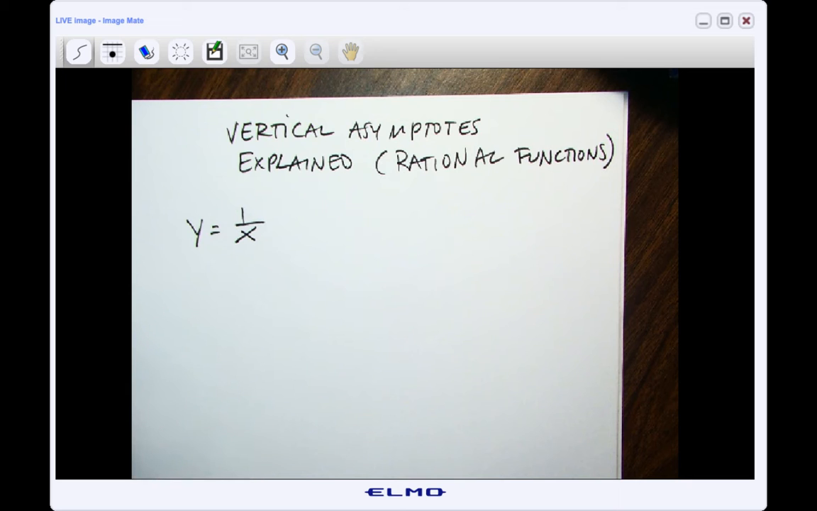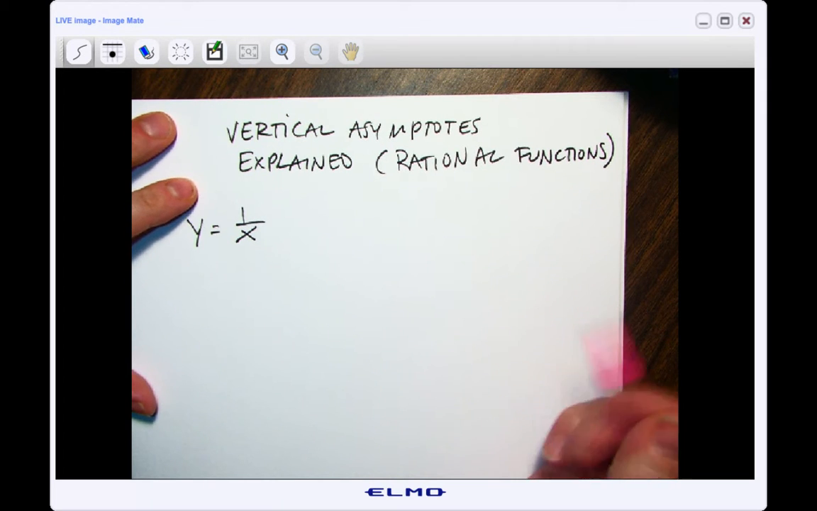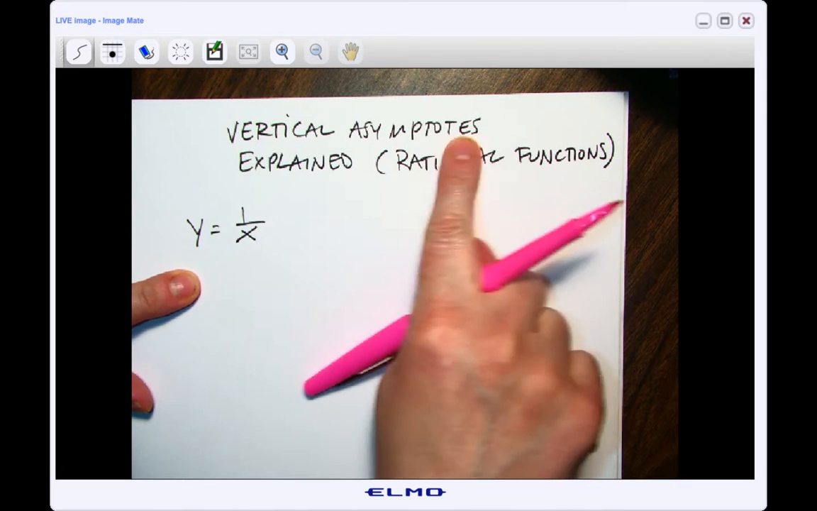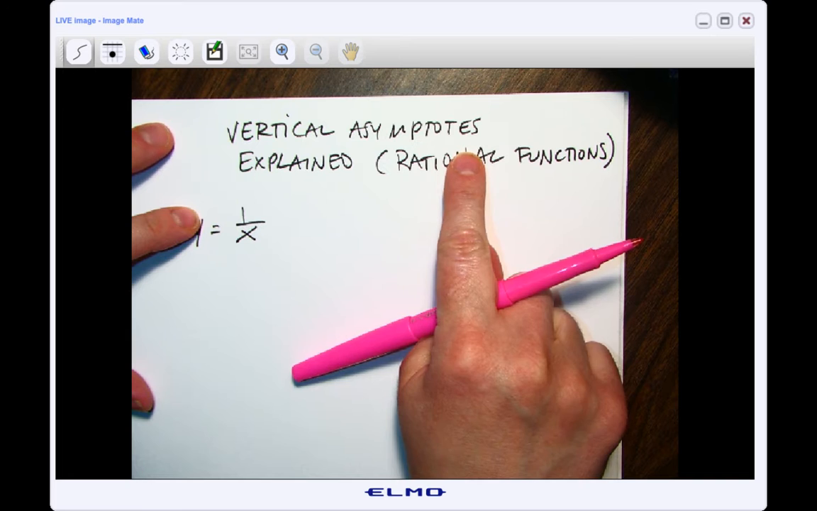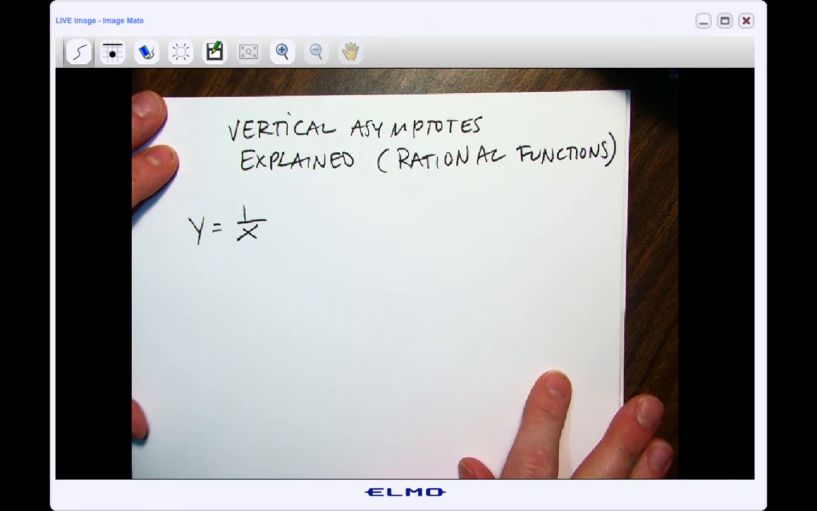Okay, so today we're going to be talking about vertical asymptotes. Asymptotes are this weird thing, and sometimes people try to oversimplify them and actually say things that aren't quite true about asymptotes. So, we're going to talk about what it means to be an asymptote, and in particular, we're talking about vertical asymptotes in this video. We're going to talk about some of the other asymptotes in other videos.